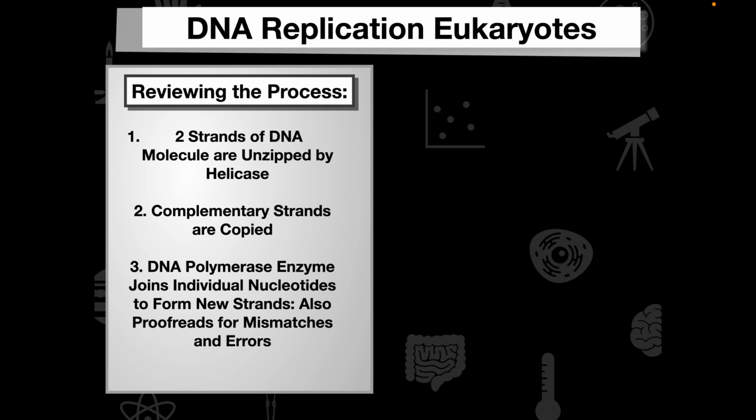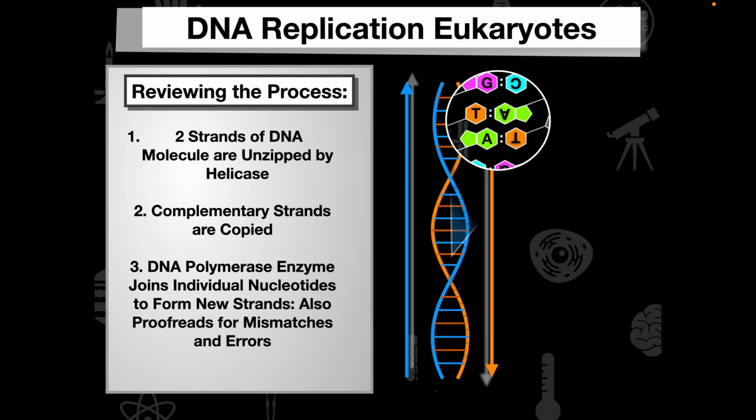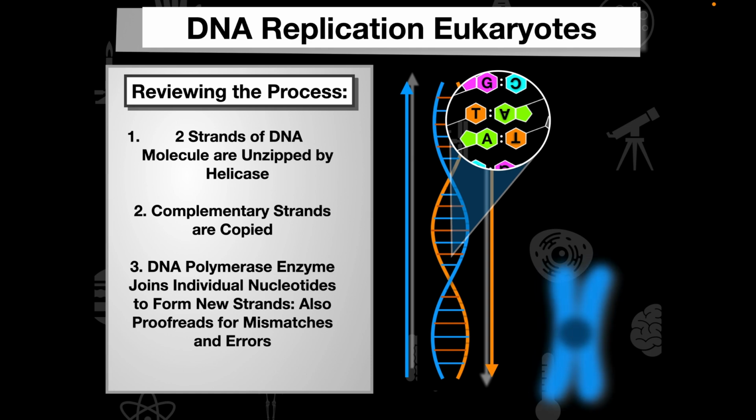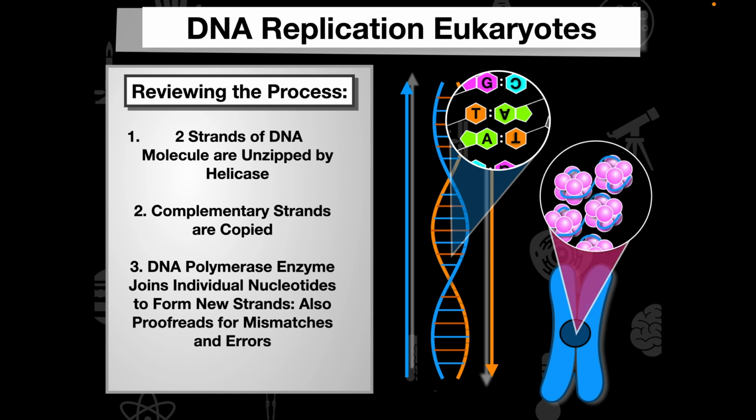So number one, two strands of DNA are going to be unzipped by helicase. The complementary strands are going to be copied. Then we're going to see the DNA polymerase enzyme join individual nucleotides to form the new strands, which are also going to proofread for mismatches and errors. So we're going to go from one set of DNA to two separate anti-parallel strands of DNA, and eventually after replication we're going to condense this into a chromosome, which is then going to be used for mitosis and meiosis.